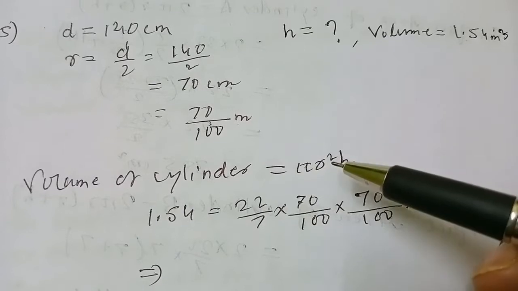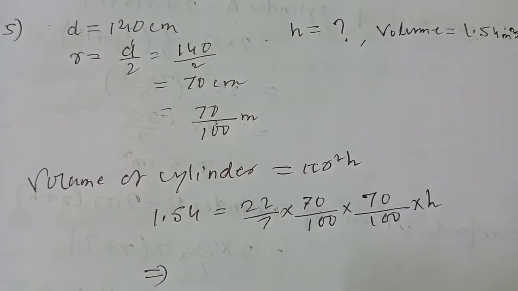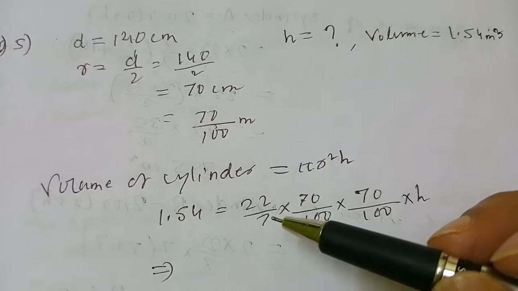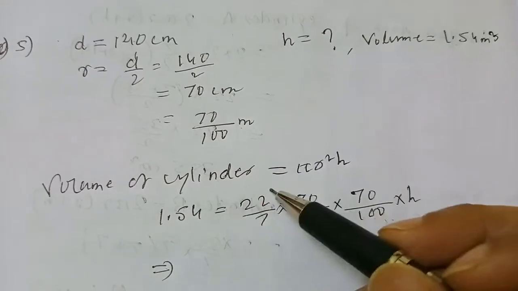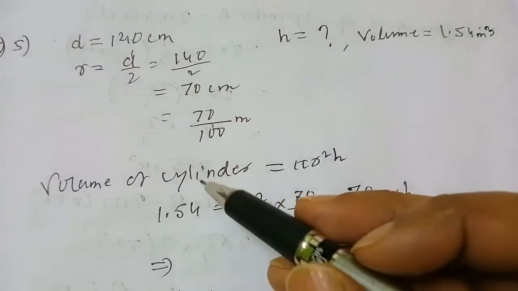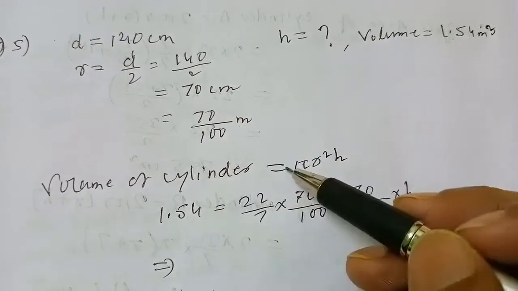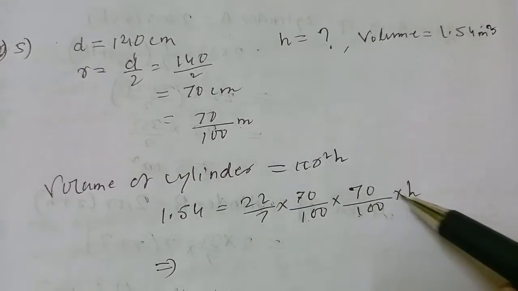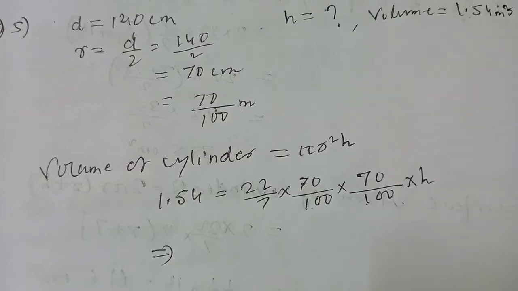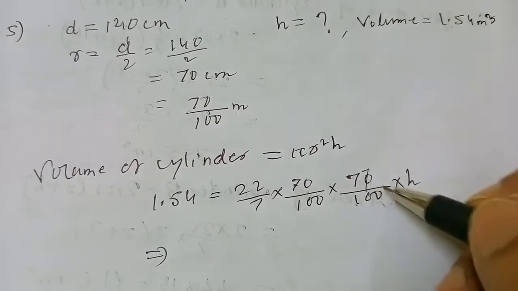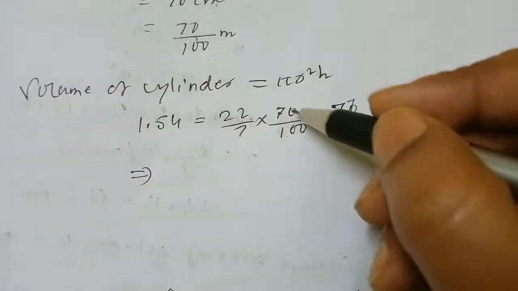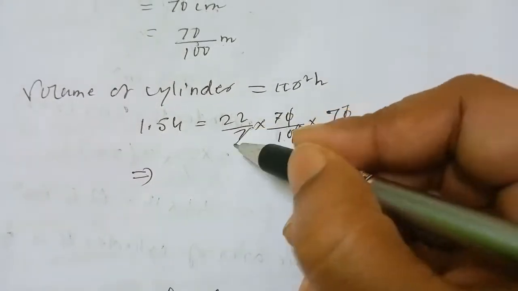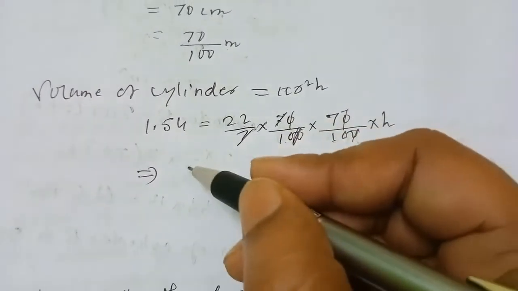Volume of cylinder equals pi r square h. You have to write the formula first of all. Then you have to equate. You have to equalize the formula and the value. So volume of cylinder is given 1.54. Pi r square h, pi value is this much. R is 70 by 100, 70 by 100, and height you have to find out. So now cut this 0, 0. So this 0 and this 0 also cut. Okay. Then the 7 and 7 cut. So it is what?